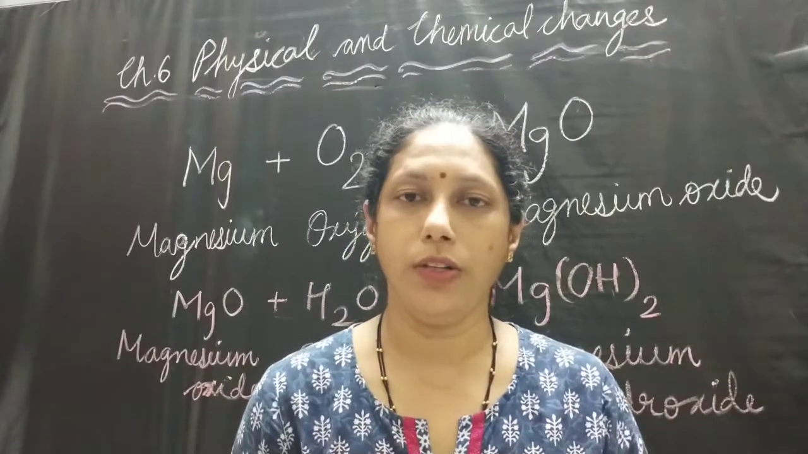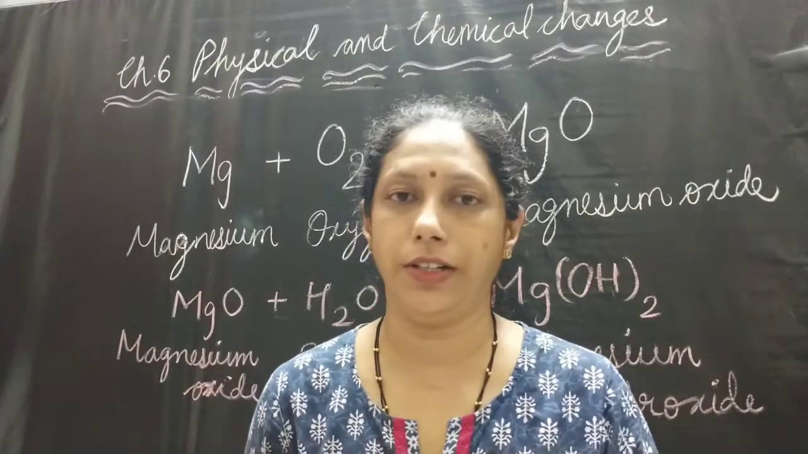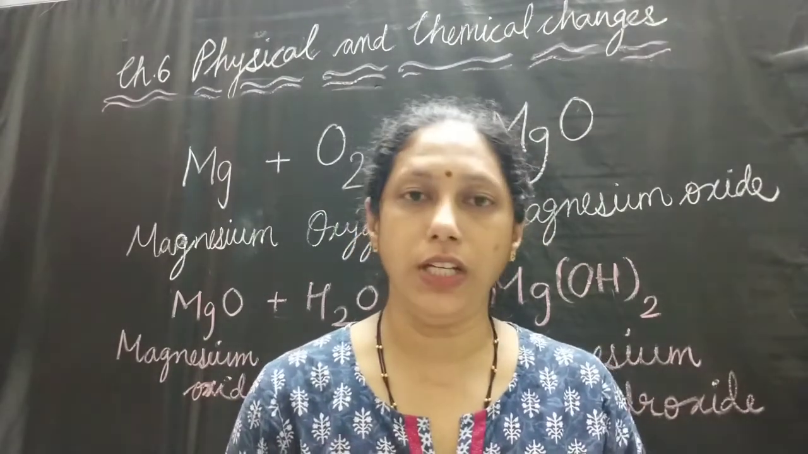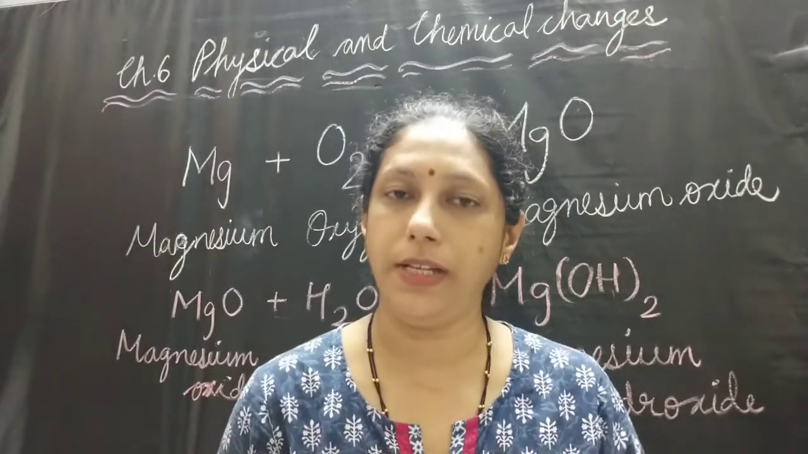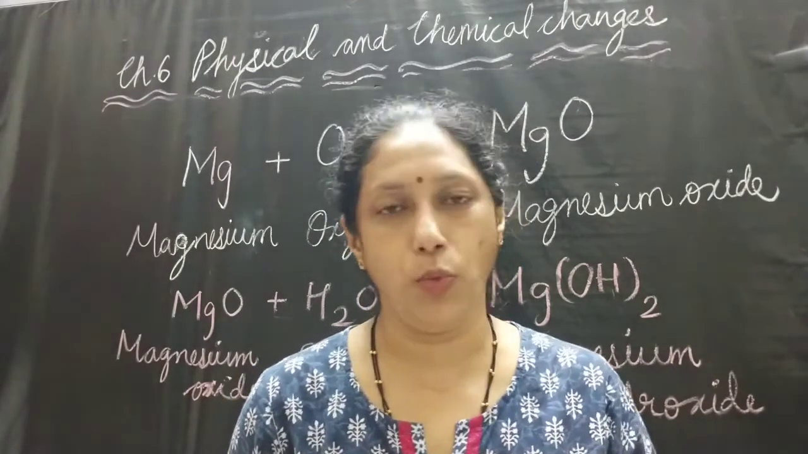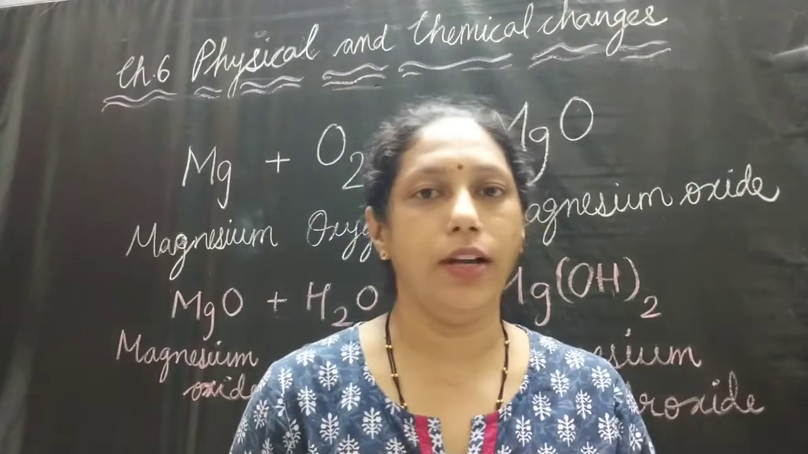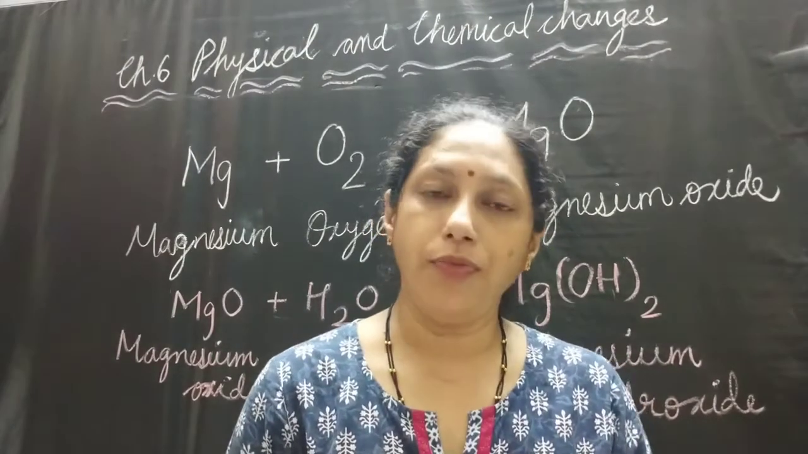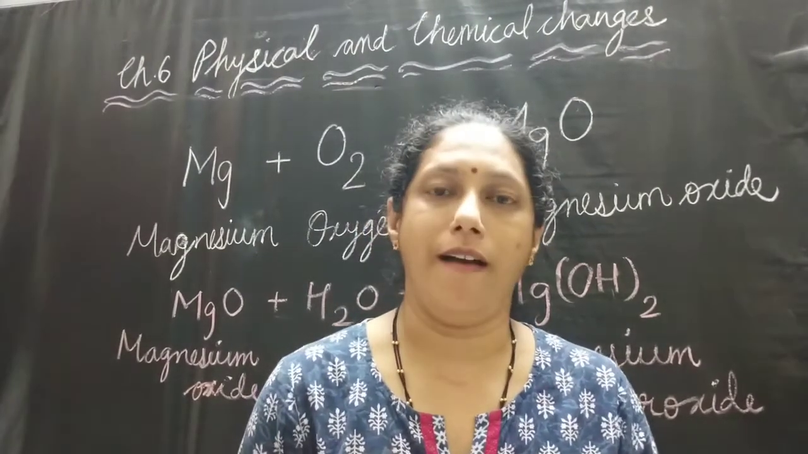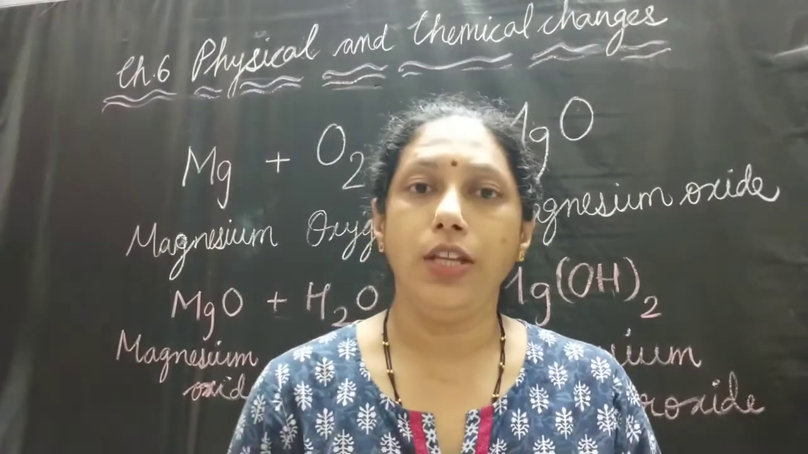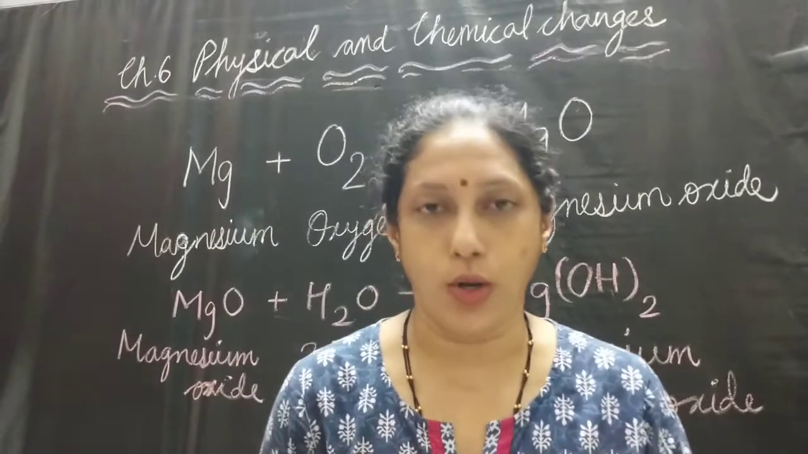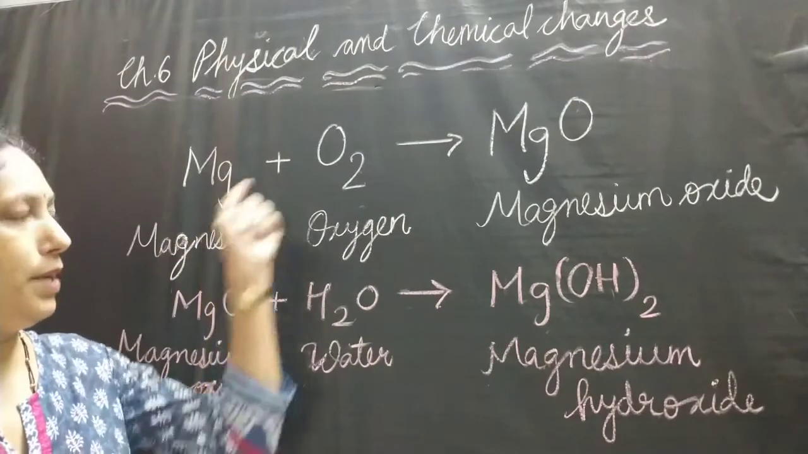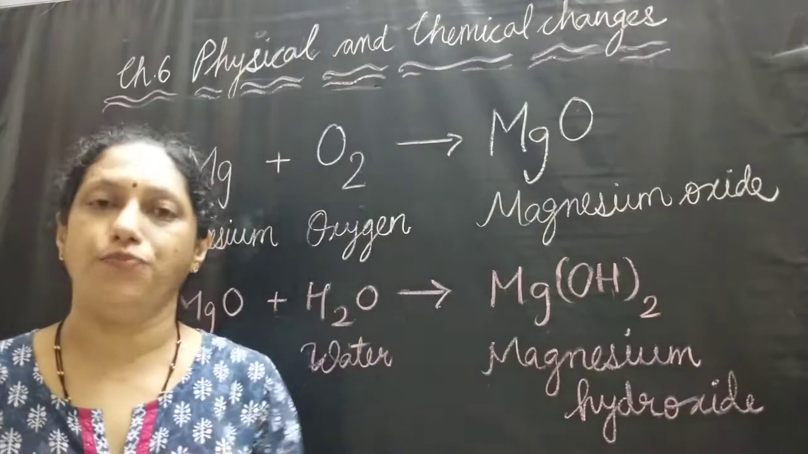To learn more about chemical changes, the next activity given in the textbook is of magnesium ribbon. A small piece of thin strip or ribbon of magnesium is taken and its tip is rubbed with sandpaper. Then it is brought near a flame and this magnesium ribbon starts burning. After it gets completely burned, it leaves behind a powdery ash. This powdery ash is magnesium oxide. It can be shown by this equation: magnesium plus oxygen gives magnesium oxide.